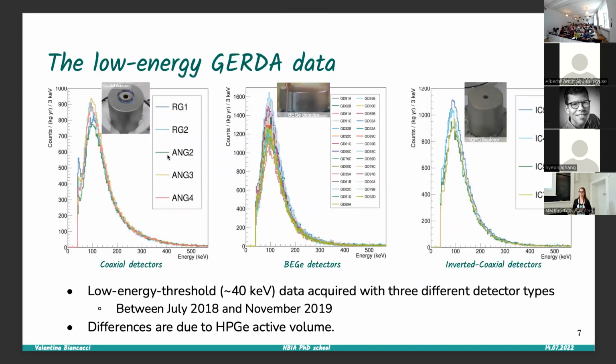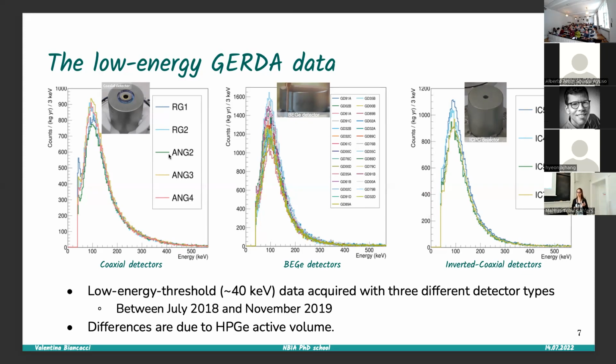Okay, here is just an example of what we have for the data. I decided to separate them regarding the three different kinds of detectors that we have in GERDA. The ICPC, Abby already talked about them. Then we have the BEGe, which has the same advantages and characteristics of the ICPC, but they are smaller. And then the coaxial detectors, which were the first kind of detector in GERDA.